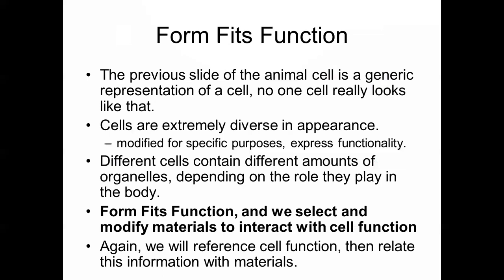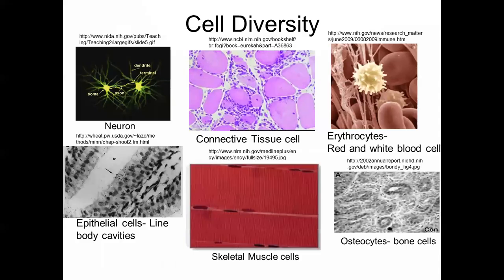Again, we'll reference the cell function and then relate this information with cells. So that's the goal of at least the first part of this presentation: to discuss cellular function on a moderately high level so that we can actually interface nanomaterials to the cell. So this is some cell diversity that we can take a look at. These are the different cells within the body, and certainly they're not all 10 microns. They could be of different sizes, but we have things like neurons, which could be in your brain, etc., and what they provide in your body.